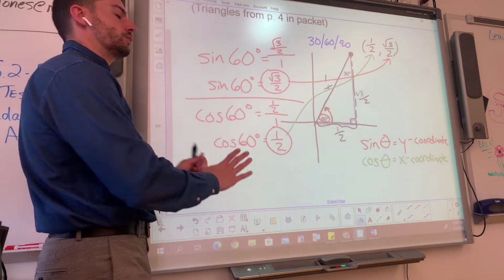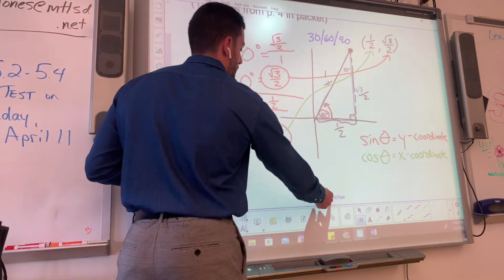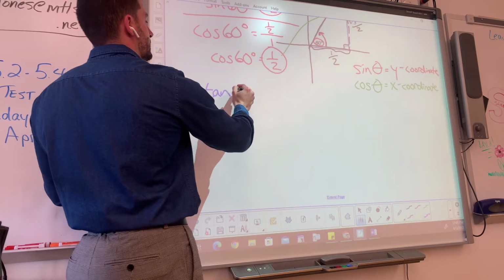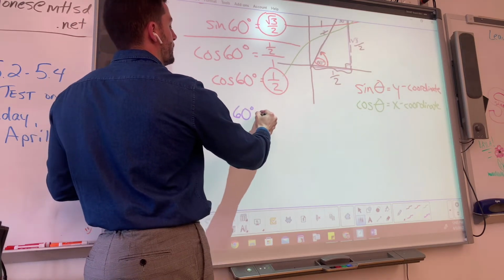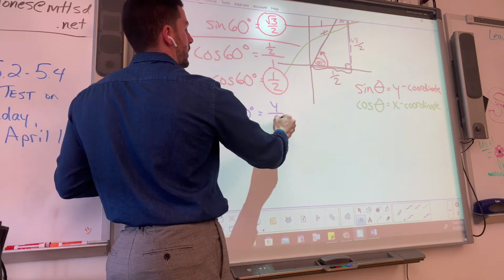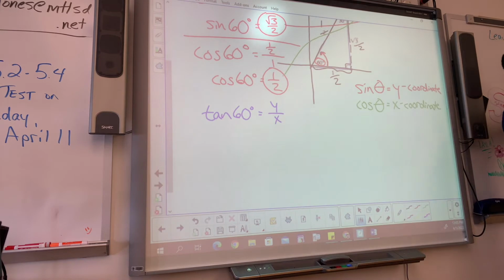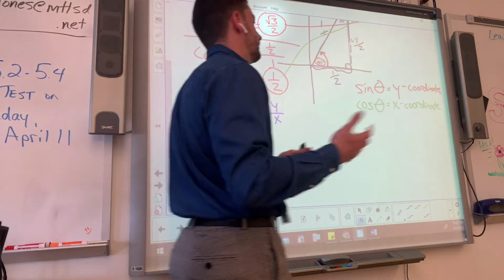Okay. Then just one last one to go over here. We got to talk about tangent, and then we'll be good to start the homework. So for tangent, there's no shortcut like that. If I said, what's the tangent of 60, it's still going to be the y value over the x value. And we talked about that over here, right? That's the same as we've been doing. Tangent's the ratio of y over x.